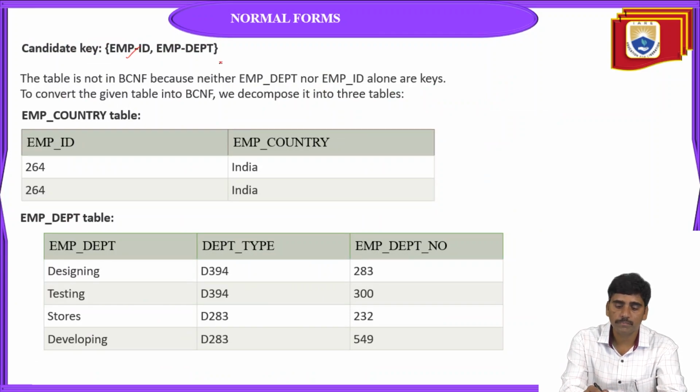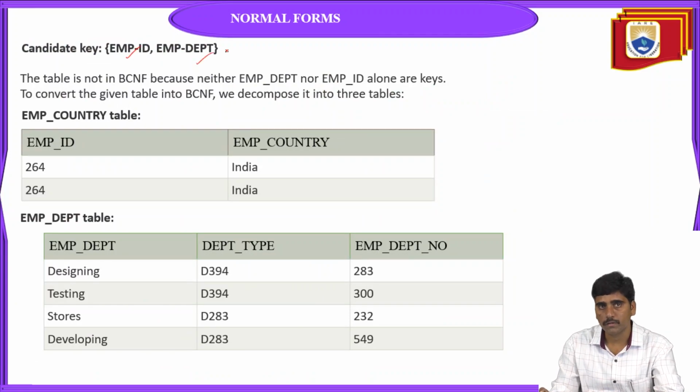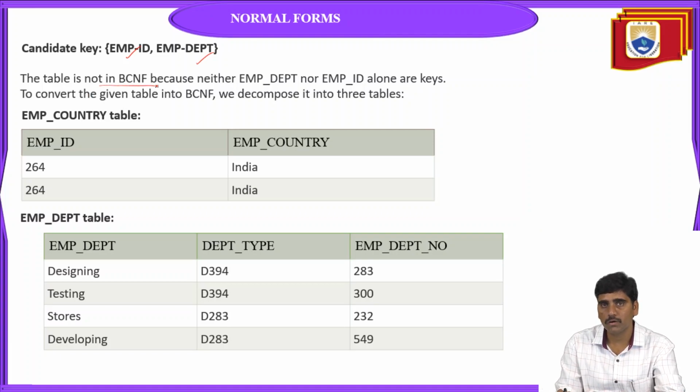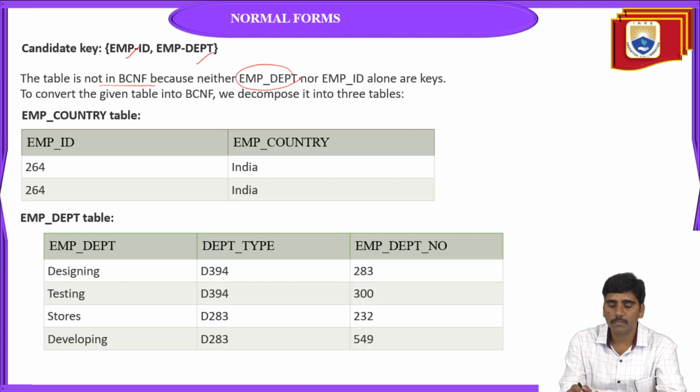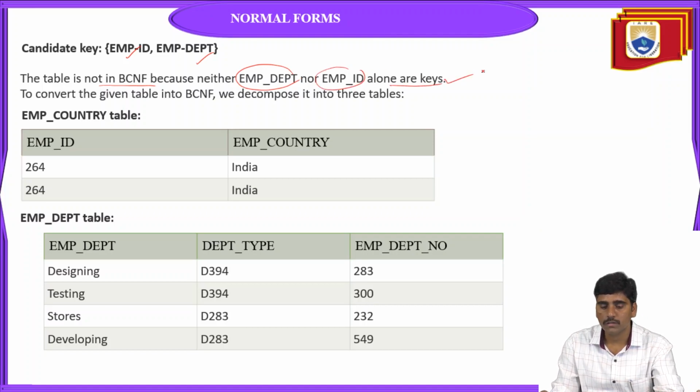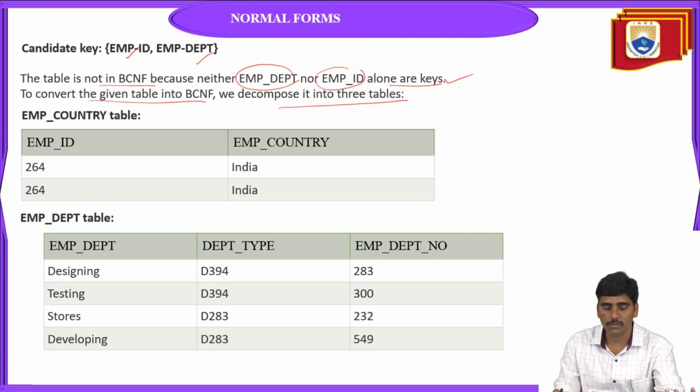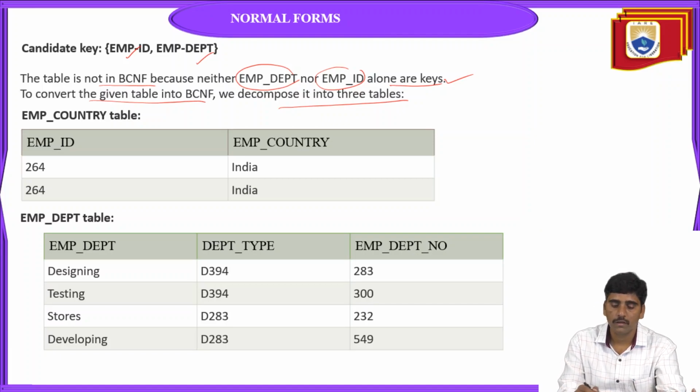So here the candidate keys are what? Employee ID and employee department. So the table is not in BCNF because neither employee department nor employee ID alone is a key. So to convert the given table into BCNF, we decompose it into three tables. So what are those three tables?